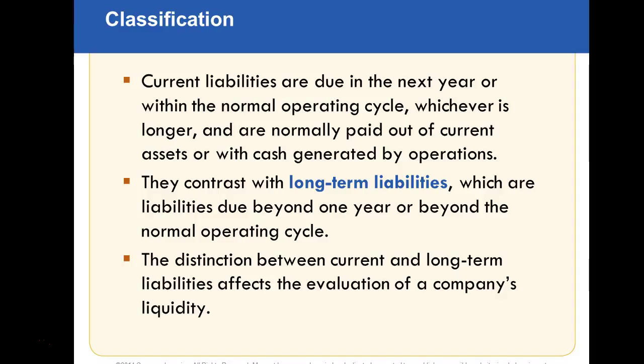So when they say that the distinction between current and long-term liabilities affects the company's liquidity, what that means is the more debt you have as current liability, the tougher it looks on a company. If one company has $2 million of current debt and one company only has $2 million of long-term debt, the company that has the $2 million of current debt is probably going to be in a little tougher situation. Does that make sense? Because it's happening soon. It's coming due real soon.